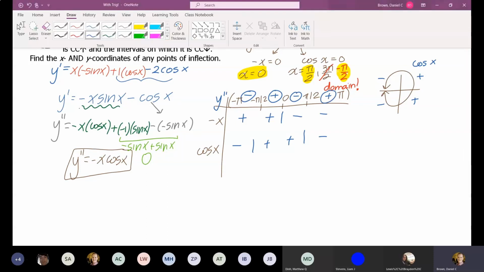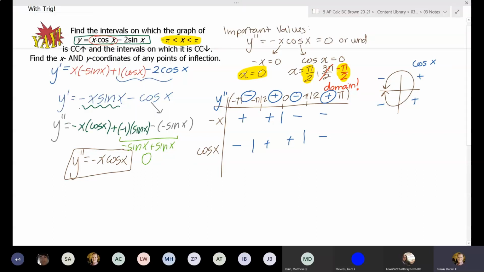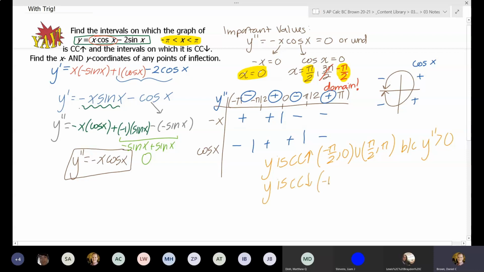I do want to justify my answers and clearly state what these intervals are. Again, the sign chart is not where you're done. You're just going to use that to answer the question. So I know that this graph of y is going to be concave down and concave up. I'll do concave up first. It is concave up when you are from negative pi over 2 to 0, and from pi over 2 to pi, and we'll always use parentheses. I know it's concave up because the second derivative is positive. I know that y is concave down on the intervals from negative pi to negative pi over 2, union 0 to pi over 2. How do I know it's concave down there?